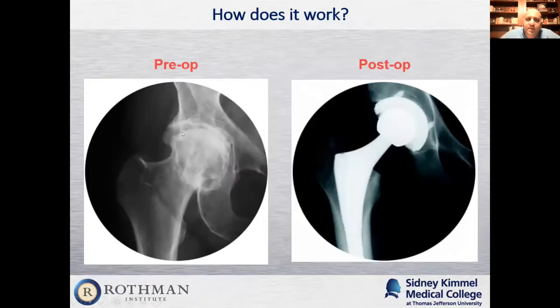So here's an x-ray of a hip before surgery. You see the bones touching right here. There are cysts in the bone, and the bone is very sclerotic or white and hard. And here's an x-ray of a hip replacement. So there's a metal stem inside of the femur. There's a metal cup or shell inside of the pelvis. And then there's a ball with a liner right here to articulate and hopefully recreate that anatomy and that motion.